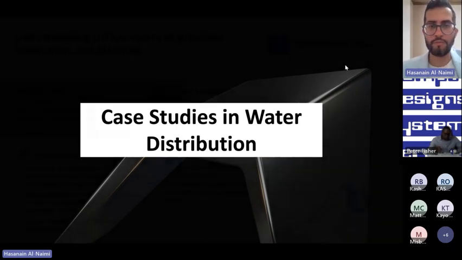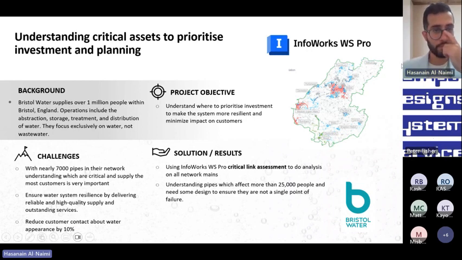Okay. So the first case study I wanted to highlight is with Bristol Water. Bristol Water had 2 things really. First, they wanted to look at the critical links, right? And the other thing, they wanted to look at the water quality.